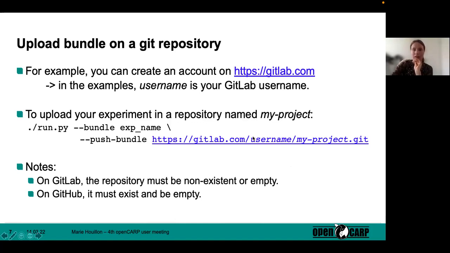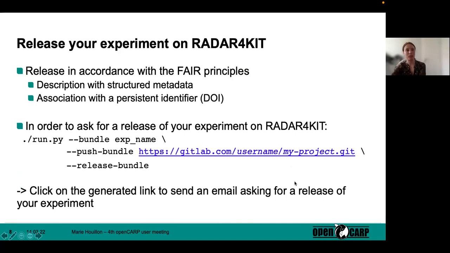Then the third step you can do is ask for a release of your experiment on the Radar for KIT research data repository. On this repository, the release is done in accordance with the FAIR principles. In particular, your experiment will be described with structured metadata and associated with a persistent identifier, so your experiment can be cited once it's released on this repository.